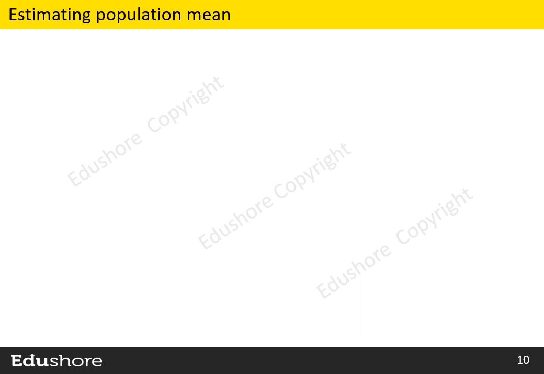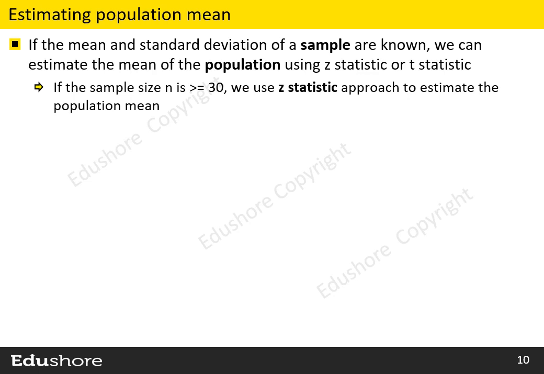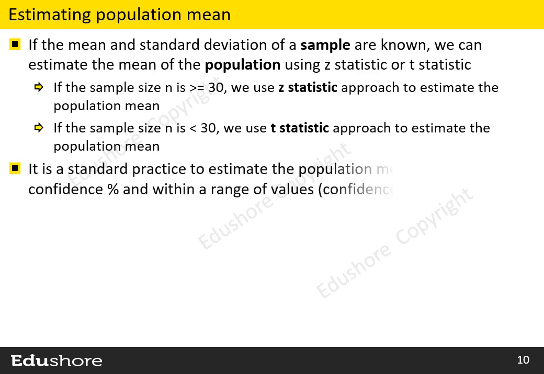Let us look at the procedure to estimate the population mean. If the mean and standard deviation of a sample are known, we can estimate the mean of the population using z-statistic or t-statistic. If the sample size n is greater than or equal to 30, we use z-statistic approach to estimate the population mean. If the sample size n is less than 30, we use t-statistic approach to estimate the population mean. It is a standard practice to estimate the population mean with a confidence percentage and within a range of values. This range of values is called the confidence interval.